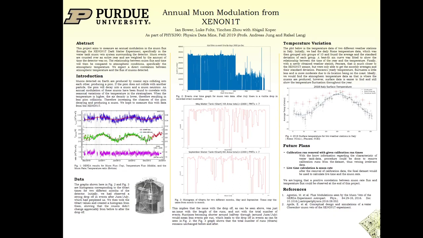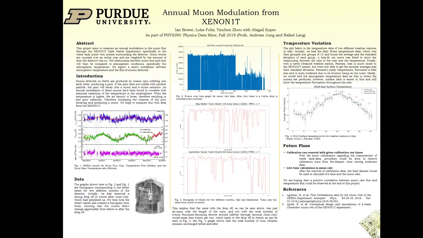Muons detected on Earth are produced by cosmic ray collisions, producing a pion. If the pion did not collide with any other particle, the pion would decay into a muon and a muon neutrino. An annual modulation of these muons has been found to correlate with seasonal variations of the temperature in the stratosphere, shown in Figure 1 below, provided by the GERDA experiment.